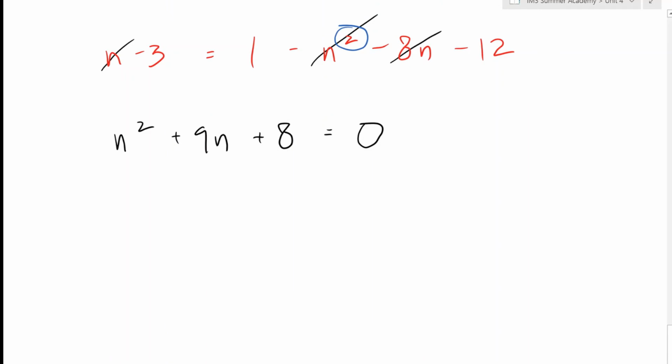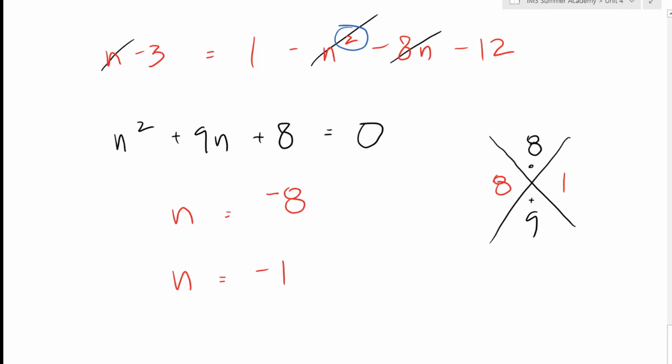And this is something we can easily x factor. Top number is 8, bottom number is 9. The two numbers that multiply to give me 8 and add to give me 9 are 8 and 1. So when we write those answers, we flip those signs, negative 8 and negative 1.